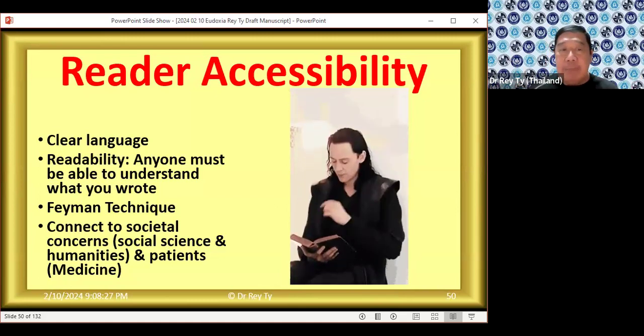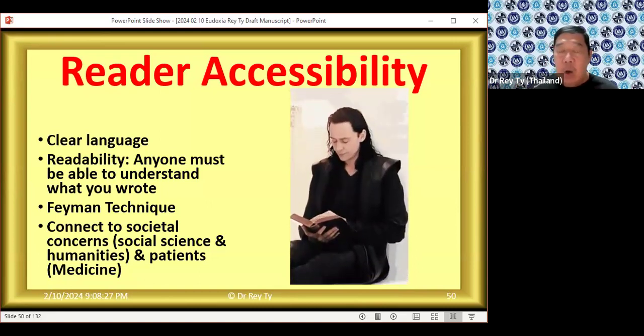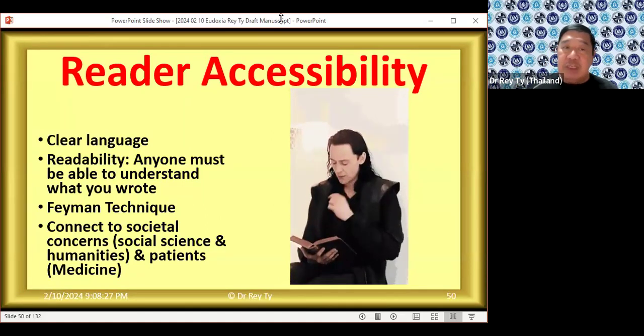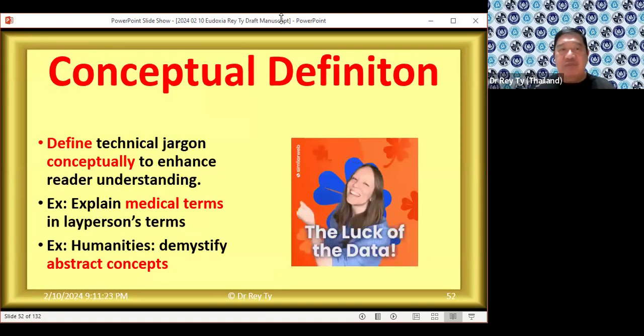And you should be able to connect to social concerns, either in social sciences, or in the medical sciences, or in engineering, or in law, whatever field, communication. You should be able to respond to the needs of society. So clear, jargon-free language. Use plain language to explain complex theories. If it's necessary to use jargon, define it immediately in the next sentence. Immediately, if we want to use the jargon, and explain technical terms very simply for non-technical readers. Again, your grandchild or your son or your daughter, they could be the testing ground for this. And then you have conceptual definition. So you would give abstract definition to abstract term.